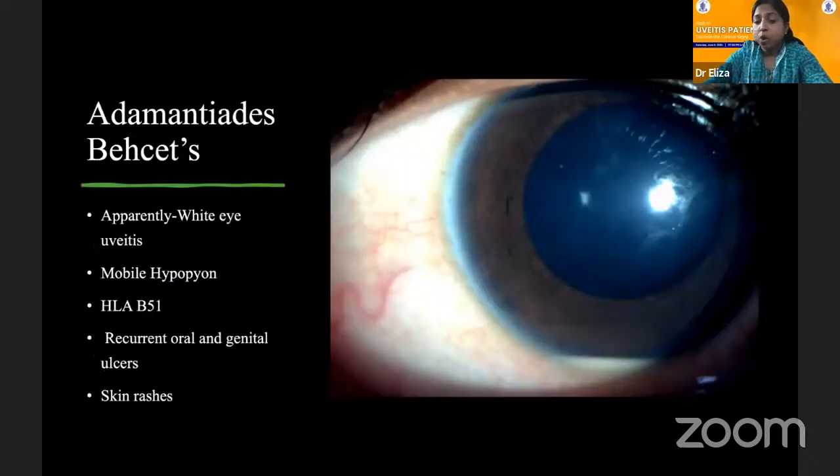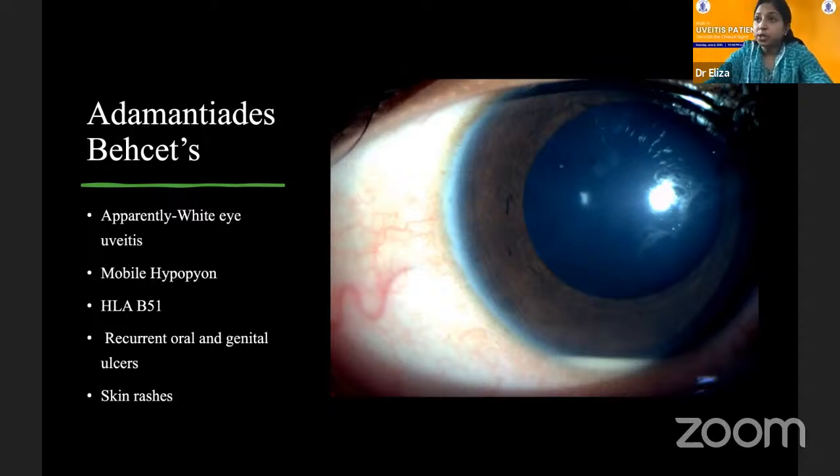Now, the second most common cause of uveitis with hypopyon is Behçet's disease. Here the eye is apparently white with minimal congestion, so it's called a cold hypopyon. The hypopyon here, unlike in B27, is a mobile hypopyon. They demonstrate shifting with change in head posture. This is because these hypopyons have more serous protein than fibrin.